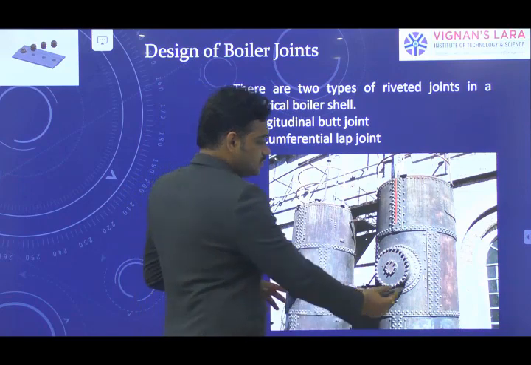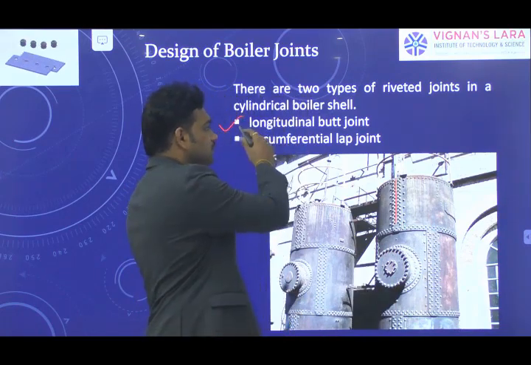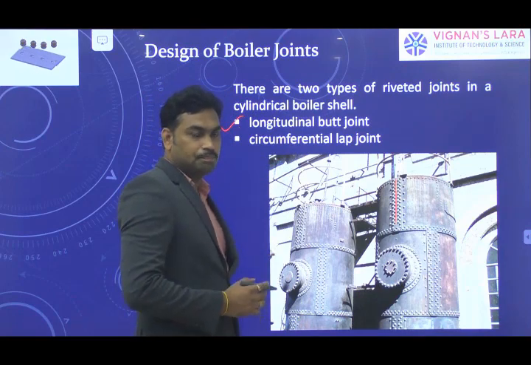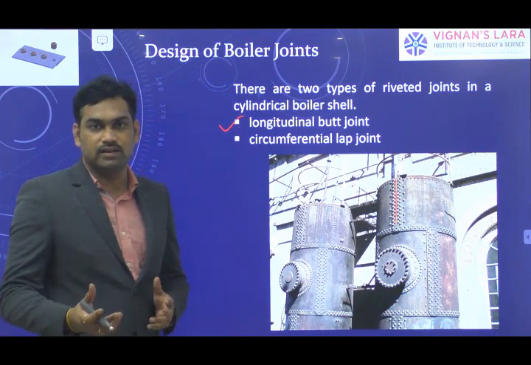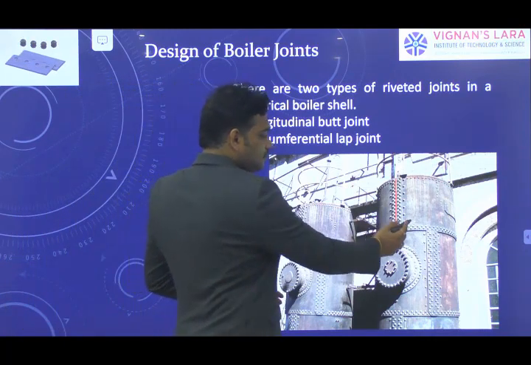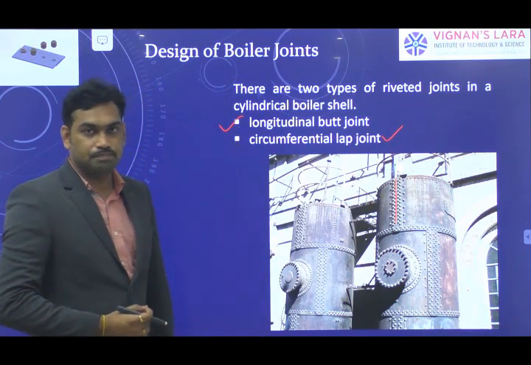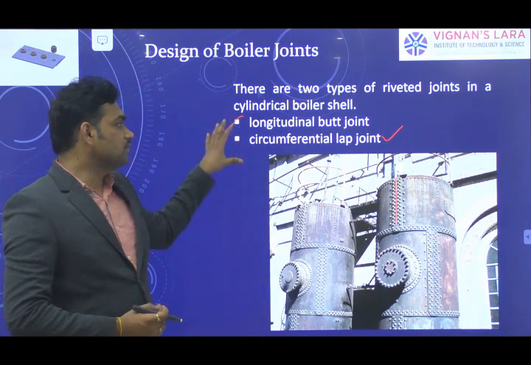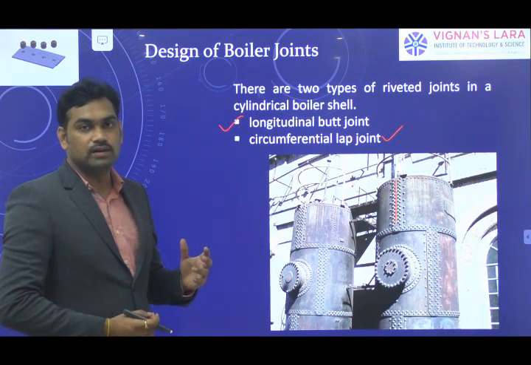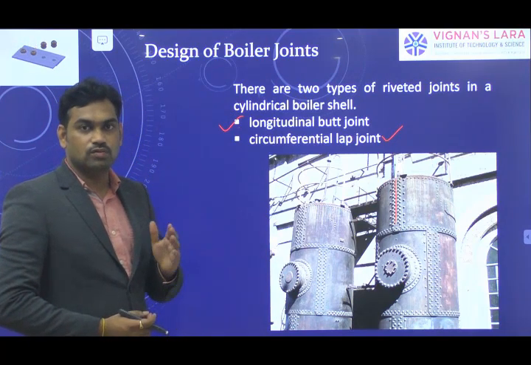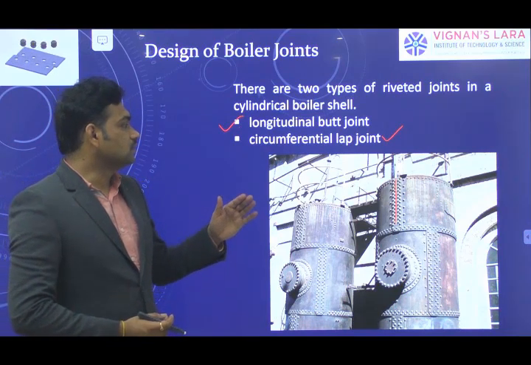After forming the thin sheets into cylindrical shapes by means of longitudinal butt joints, you can observe this is one ring formed from one sheet, and this is another ring formed from another sheet, joined by a longitudinal butt joint. All the rings together give the required length of the boiler, and these rings can be joined by a circumferential lap type of joint.